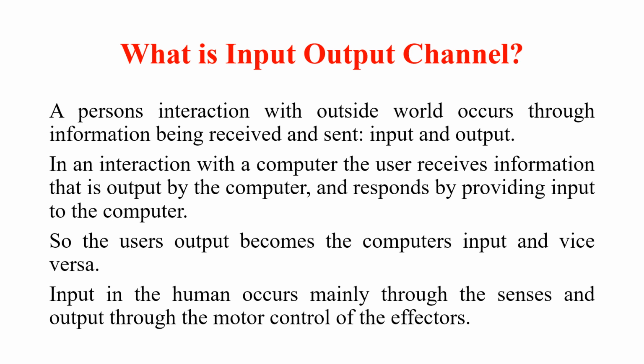In an interaction with a computer, the user receives the information, that is output, from the computer and responds by providing input to the computer. So the user's output becomes the computer's input and vice versa. Input in the human occurs mainly through the senses and the output through the motor control of the effectors.